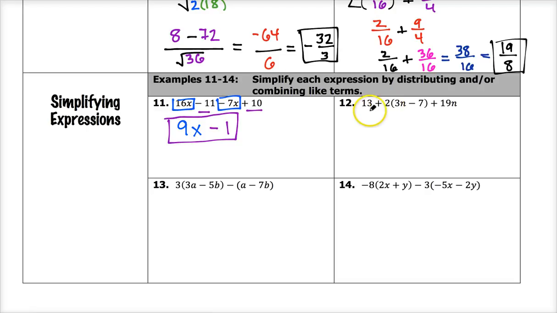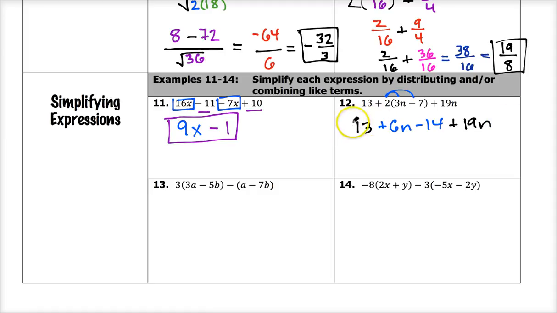Number 12, I do have the opportunity to distribute, so I always do distributing first. This is going to give me a plus 6n minus 14 when I distribute. And then we'll bring down the 13 and the positive 19n. After you distribute, that's when you go through and you combine your like terms.